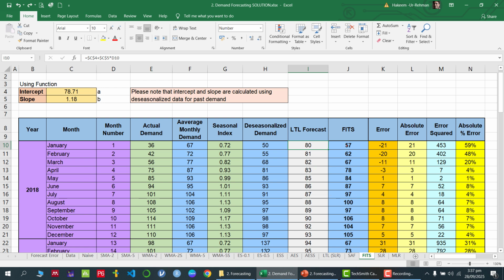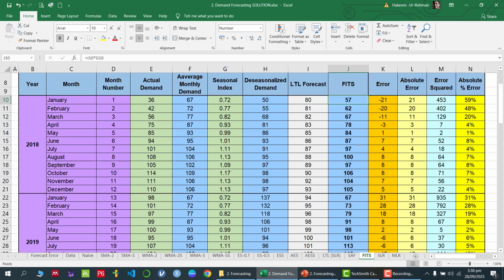Once we have done this, in order to incorporate the seasonality component and get the final forecast, we multiply the linear trend forecast by the seasonal index. Then we can once again drag and drop in order to get the fitted values of the linear trend as well as the seasonality.